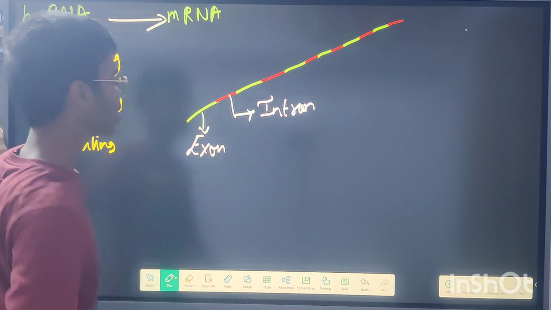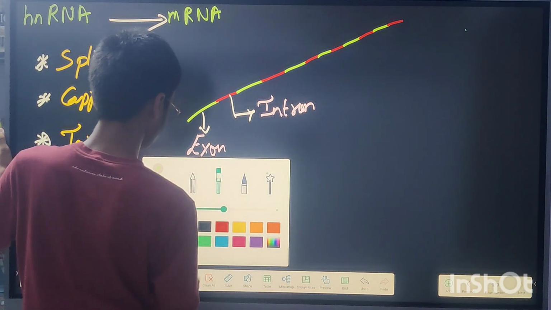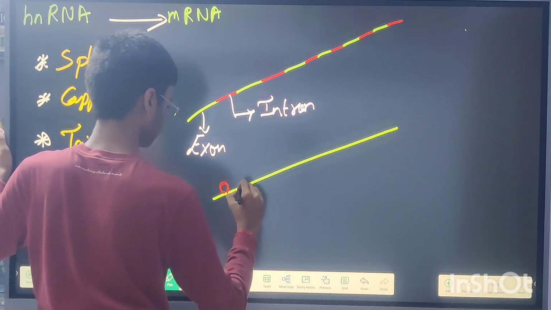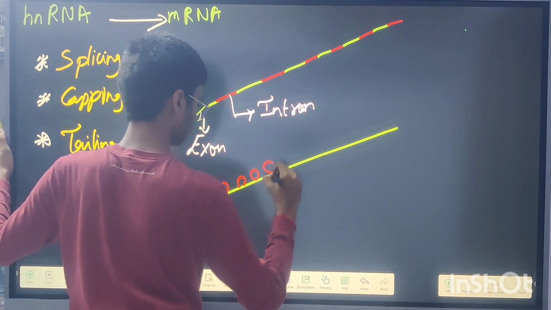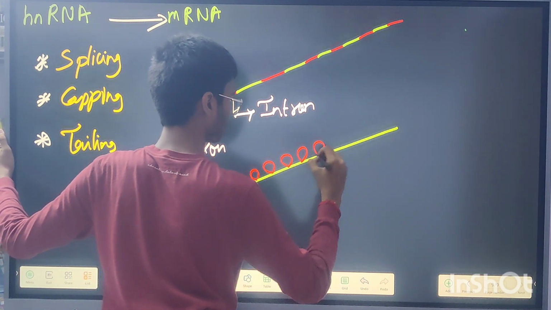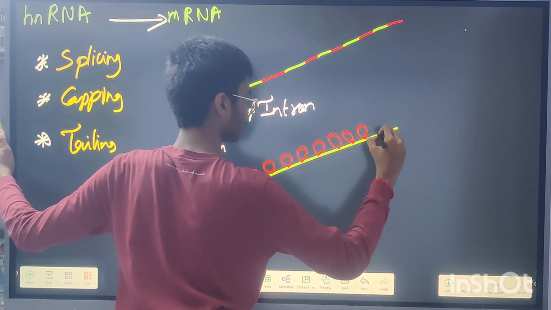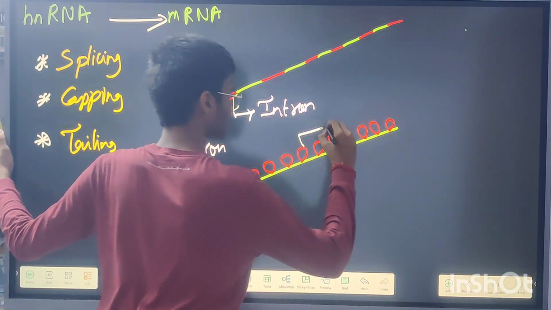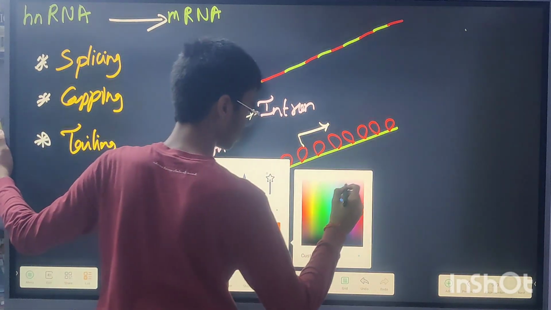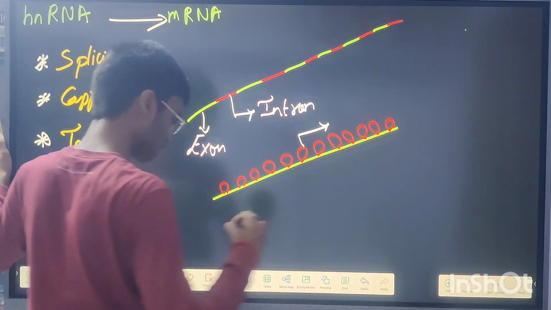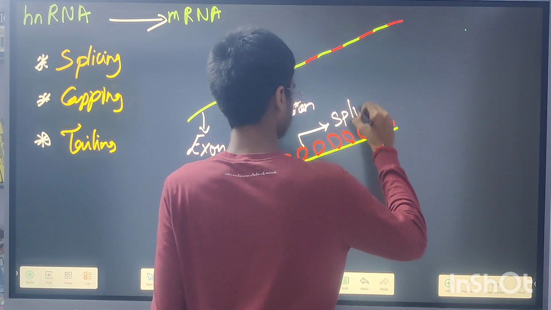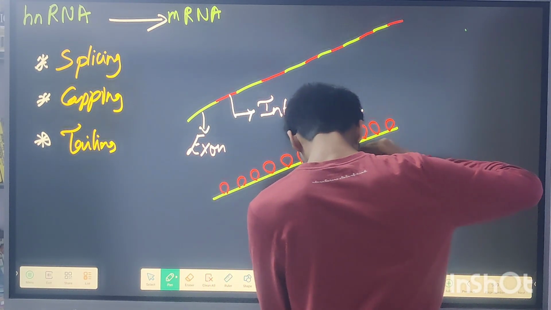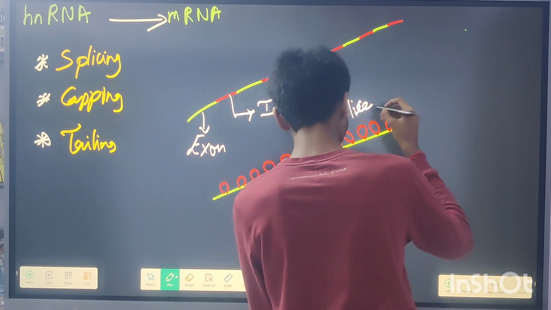So the first is splicing, which means that this particular diagram will be converted like this. Then these structures are there, and they are known as spliceosomes.